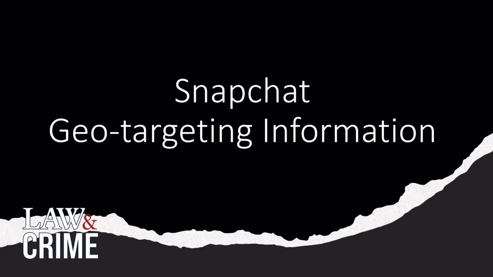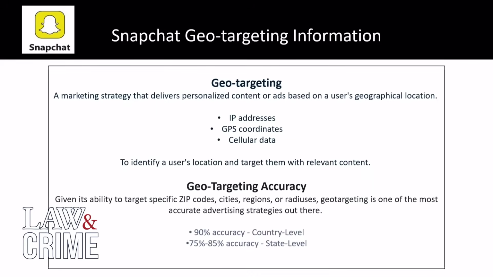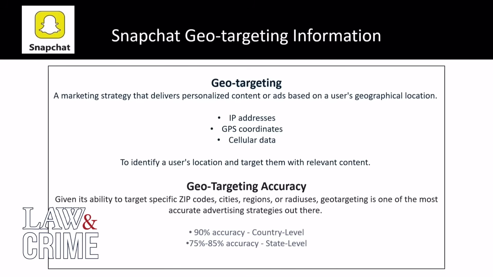All right, and so that was cell network location information. You talked about per call measurement data. This is about Snapchat geo-targeting information. Could you explain what's different and distinct about this geo-targeting information? Yes. So geo-targeting information was developed by marketing companies as a marketing strategy to deliver more relevant content to a user's phone based on where they're geographically located.